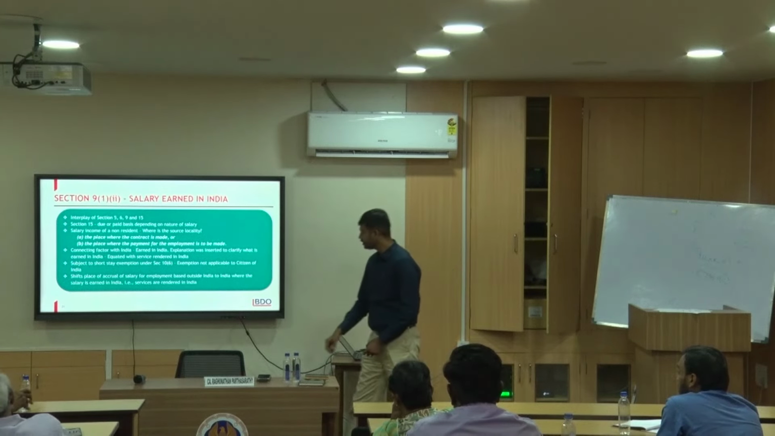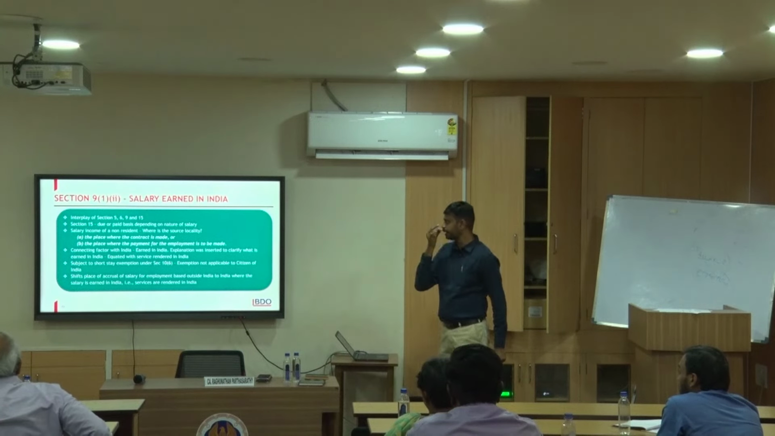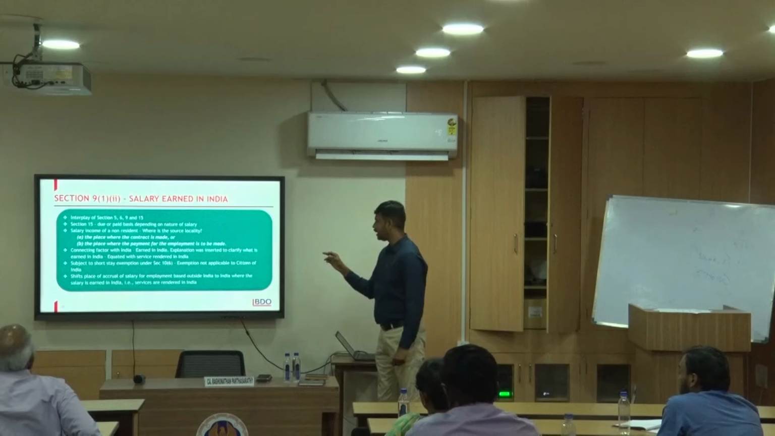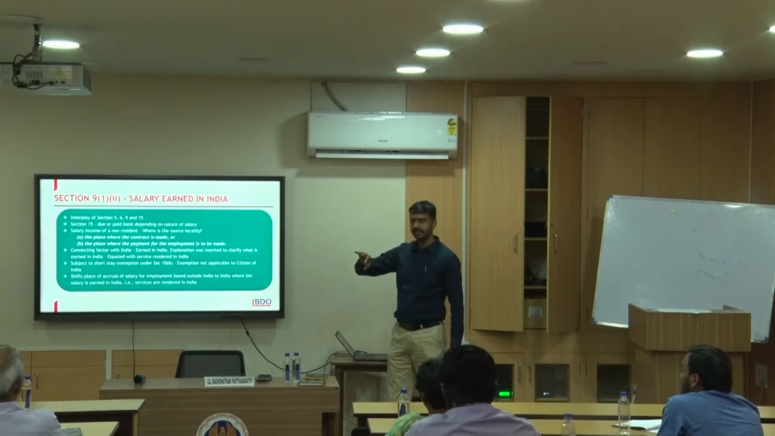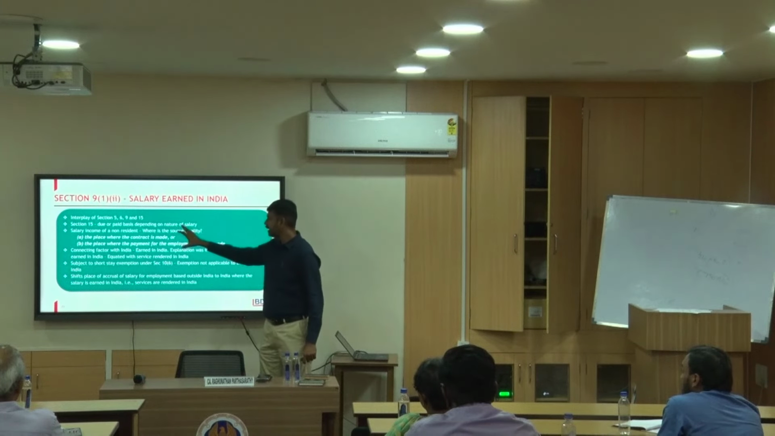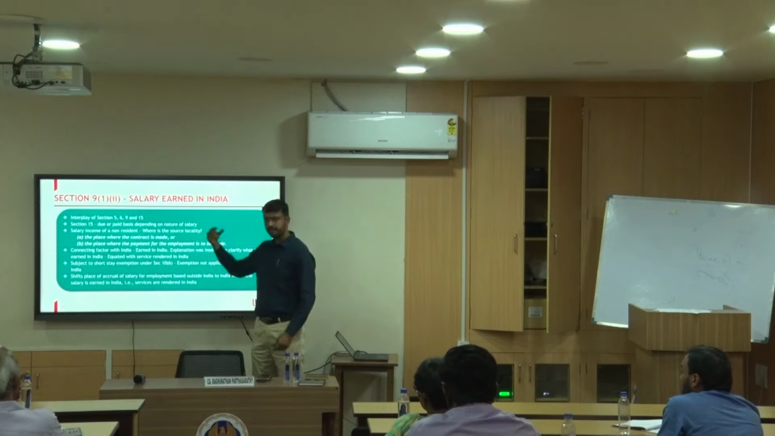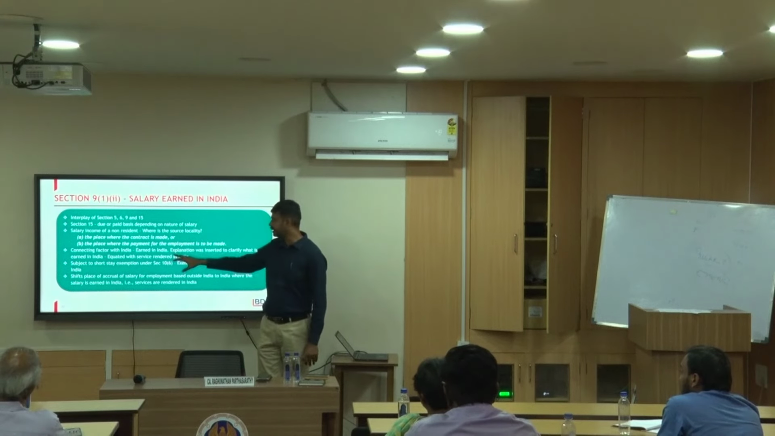So, this is salary. Probably this is the most interesting part in salary. Sections 5, 6 and 9: 5 is the charging section for resident and non-resident, 6 is the residence, and 9 is what we are talking about, salary. Section 15 is the salary section, which says paid or accrued, whichever is earlier.